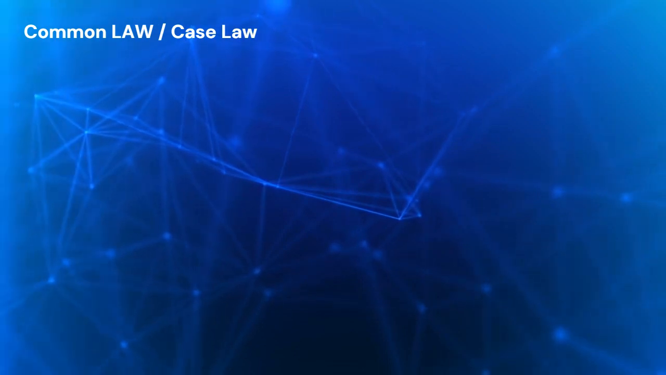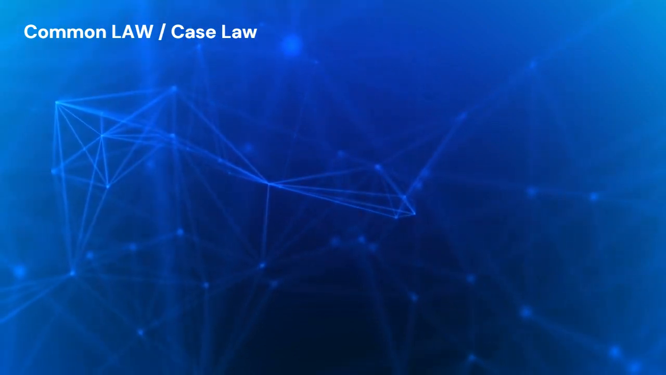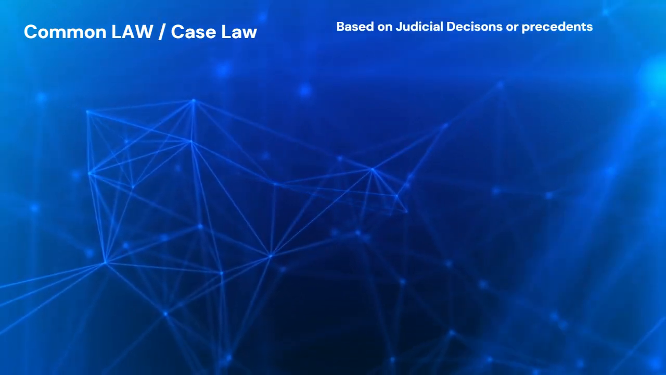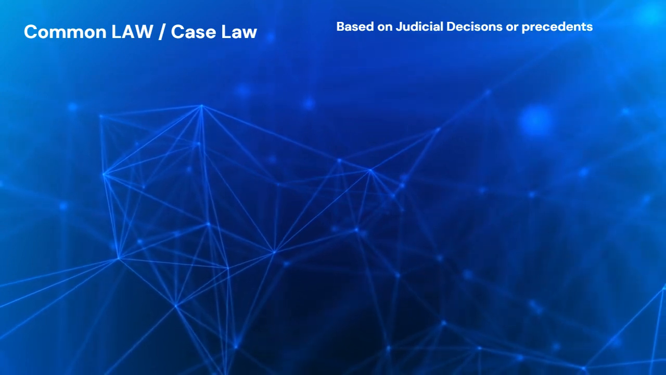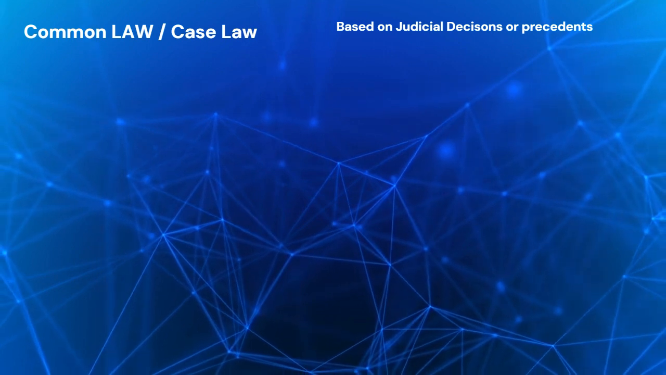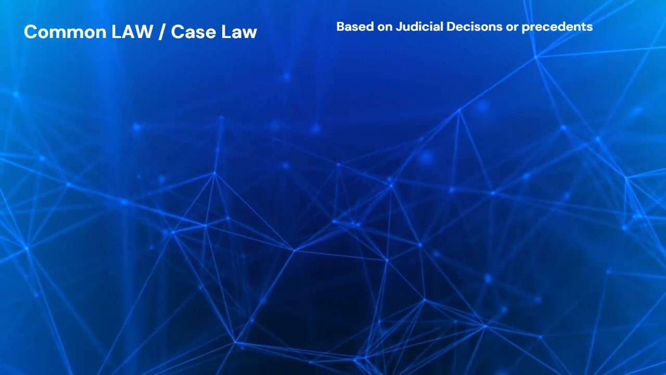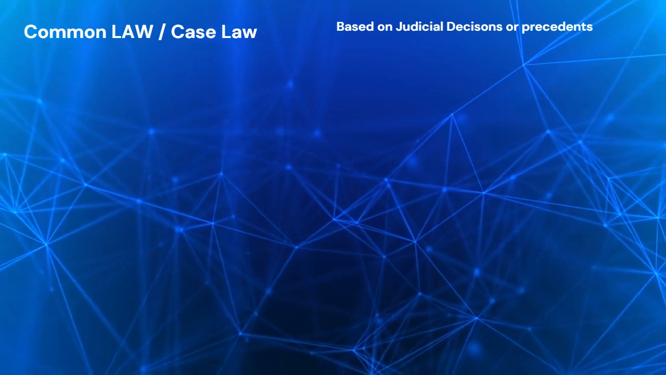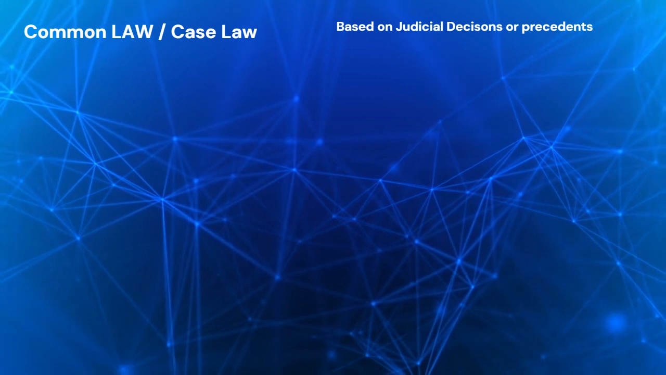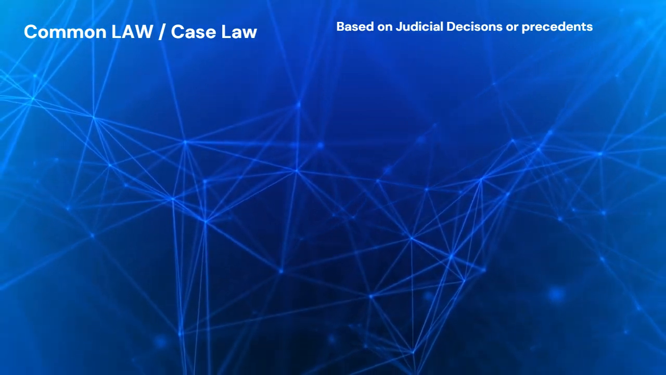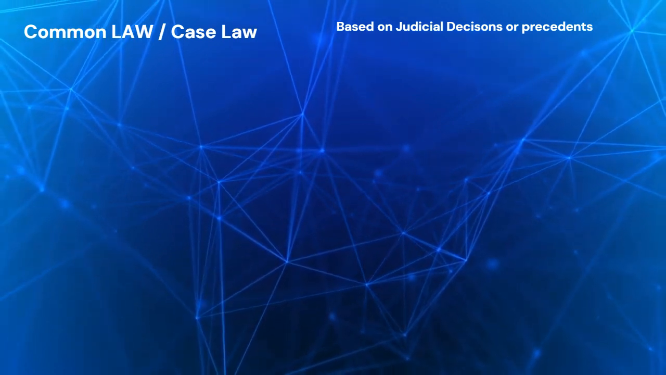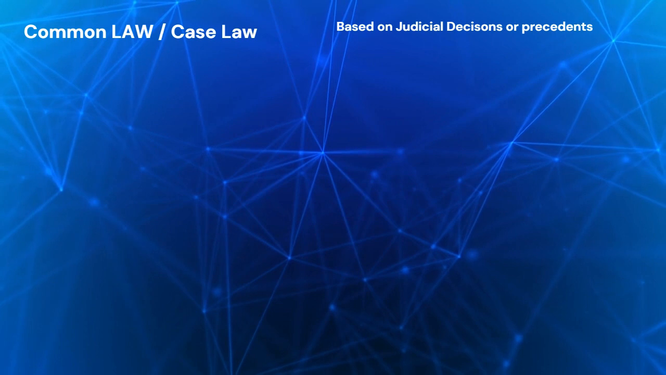Common law, also referred to as case law, has its roots in medieval England and is primarily based on judicial decisions, commonly known as precedents. The doctrine of stare decisis, meaning, let the decision stand, is a cornerstone of common law, which is frequently codified by statutes. In the United States, the common law system defines three significant categories of laws at both the federal and state levels: criminal, civil, or tort, and administrative or regulatory laws.